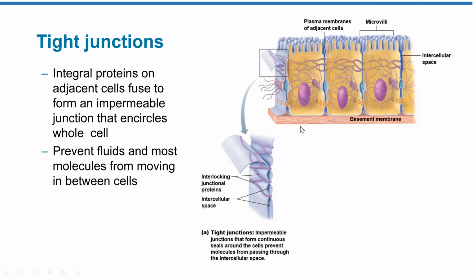A tight junction is an impermeable junction that forms continuous seals around the cells, preventing molecules from passing through the intercellular space.